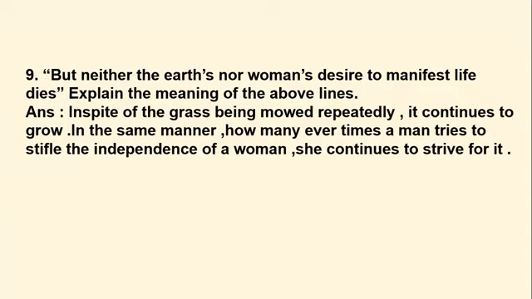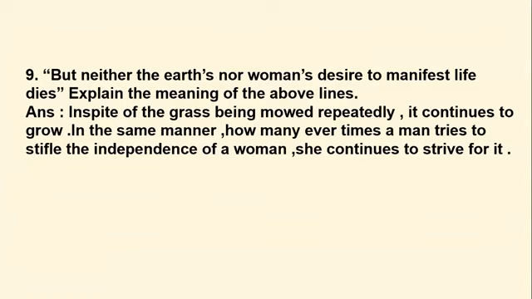"But neither the earth's nor woman's desire to manifest life dies." Explain the meaning of the above lines. There is a line stating this in the poem. What does it mean? The answer is: in spite of the grass being mowed repeatedly, it continues to grow. In the same manner, however many times a man tries to stifle the independence of a woman, she continues to strive for it.